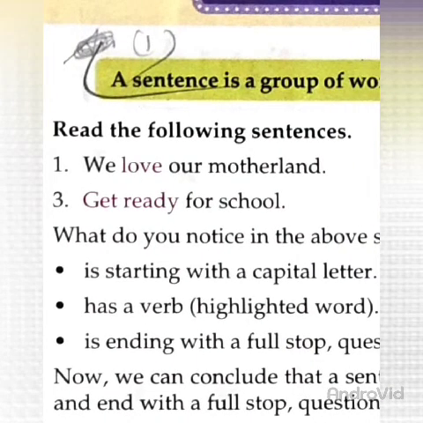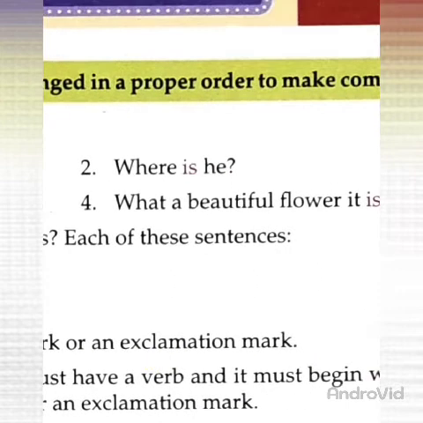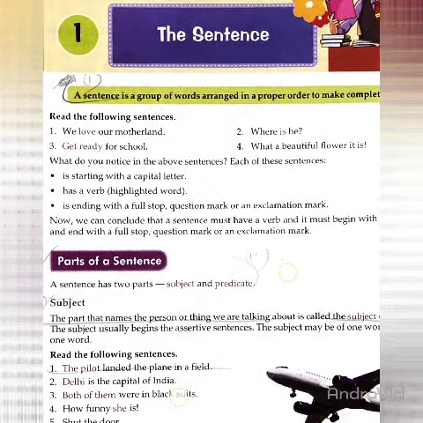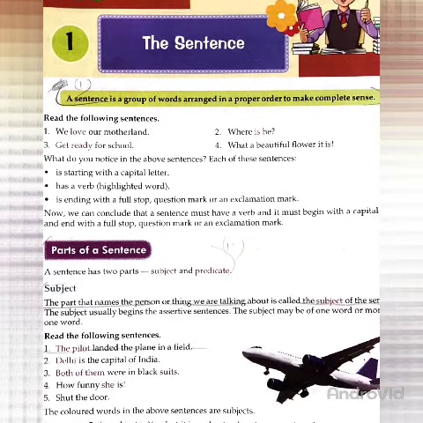So all these things should be there, starting with a capital letter like this, W E V, having a verb. यहाँ पे verb क्या है? Love. Verb meaning to do something. A word which expresses doing something is known as a verb, right? So we love our motherland. What are we doing here? We are loving. So that love is expressed as verb. Where is he? वो कहाँ है? That is the question, right? So that is also a proper sentence because all of these are correct and are making proper sense.